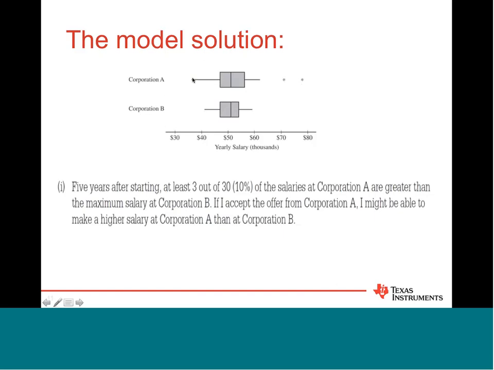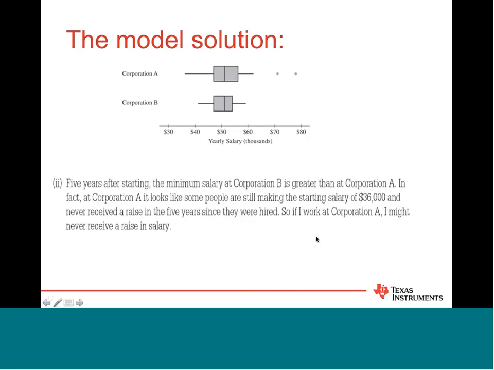So a student had to say, well, I'm going to go to A because they have many salaries larger than B, which is true from the display. And what's your reasoning? I might or I could make a larger salary at A than at B. All right, let's take a look at why you might go to Corporation B. When you look at Corporation B and you look at the variability in that box plot, you can see that Corporation B has less variability than A. The other thing that hopefully students notice is, remember, this is 5 years later.